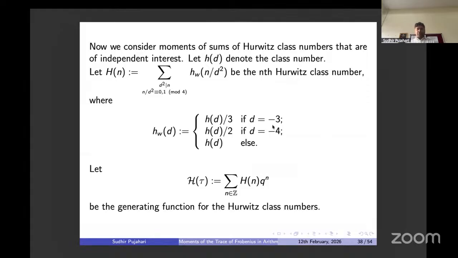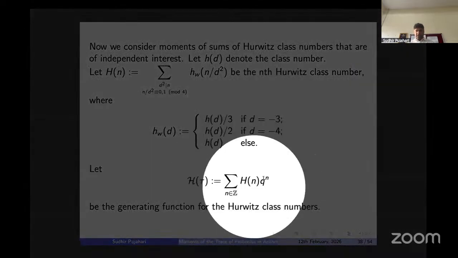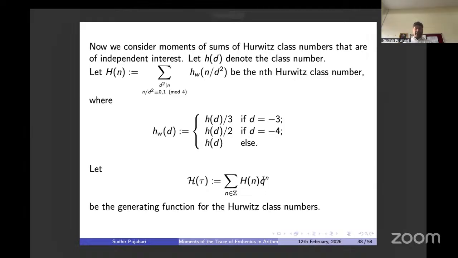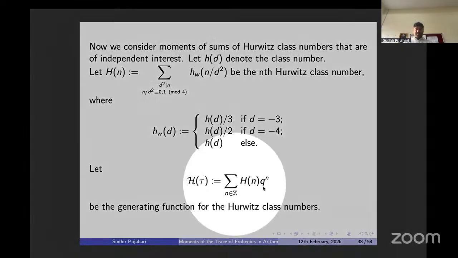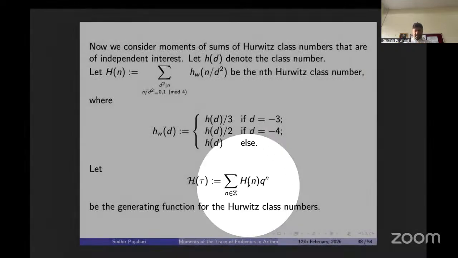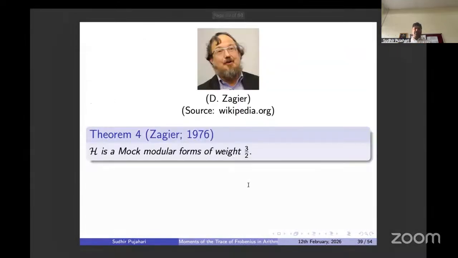And to study this, we have to look at the generating function of the Hurwitz class numbers. One of the famous results of Zagier, which he proved in 1976, says that the generating function of the Hurwitz class numbers, where this capital H is our Hurwitz class number, is going to be a mock modular form of weight 3/2.